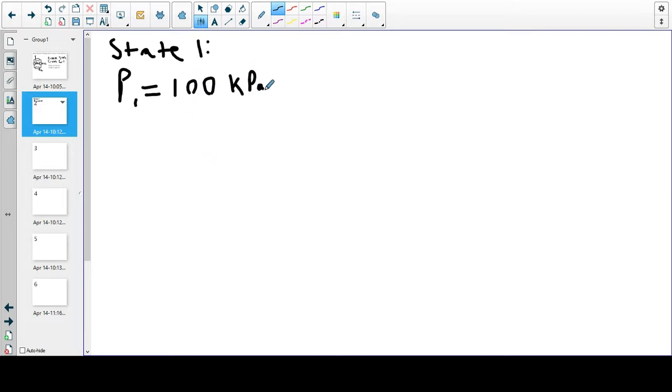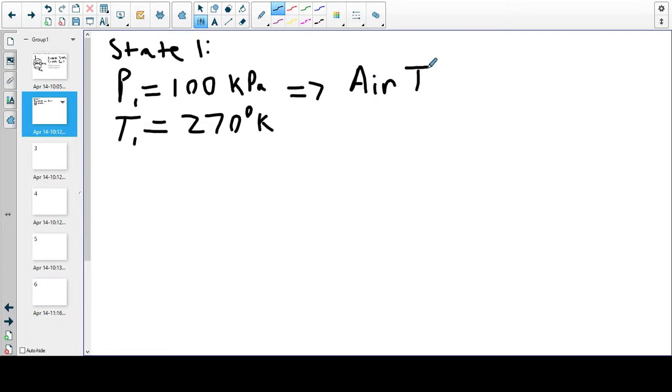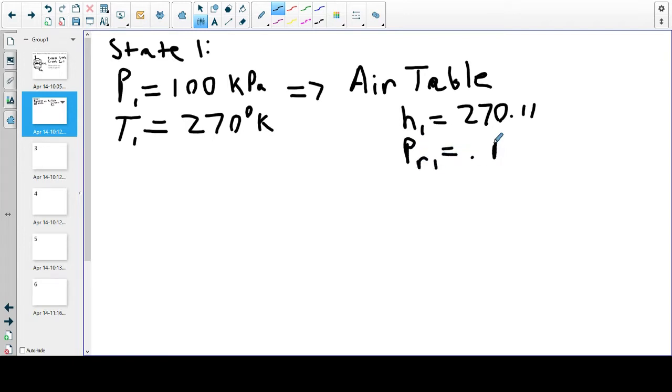And so the first state, we have pressure 1 going into the compressor is 100 kilopascals, and temperature 1 as 270 degrees Kelvin. And we're using air. This is a gas power cycle, or a gas refrigeration cycle, but we model gas as just ideal air. And so you go to the air table, and you find that H1 is equal to 270.11. The air table in this book is A-22.